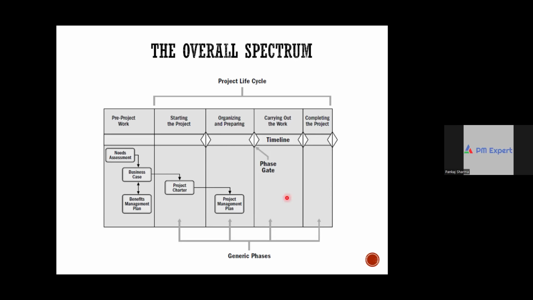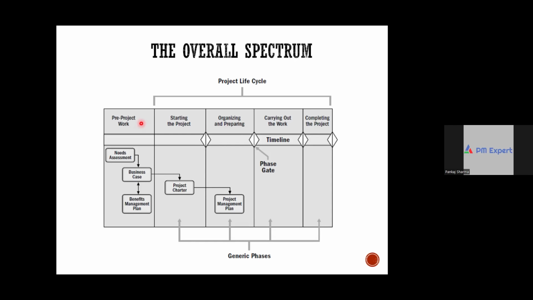Now, this life cycle has been divided into 5 parts. Can you see pre-project, starting the project, organizing and preparing, carrying out the work, completing the project? Can you see these 5 parts? Now, the first part, which is not included in the project life cycle, is pre-project work, or preparation work.